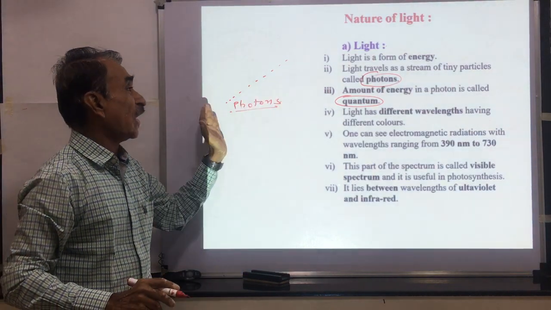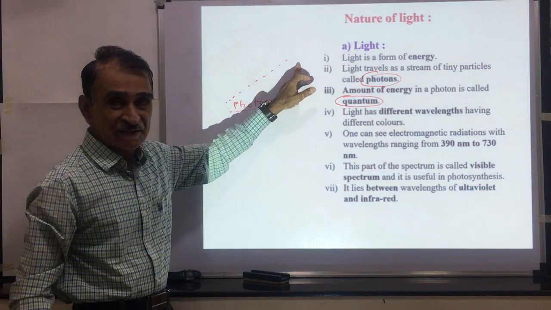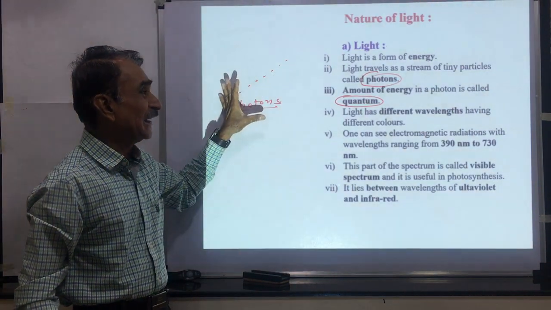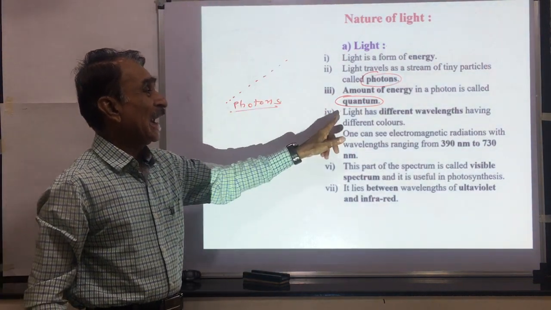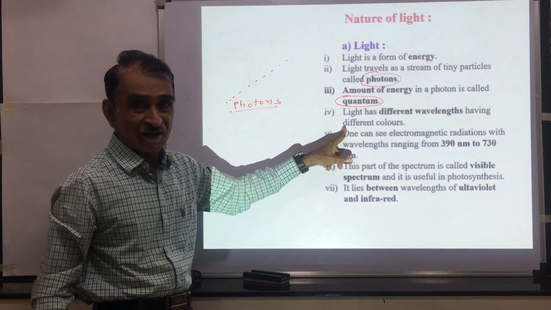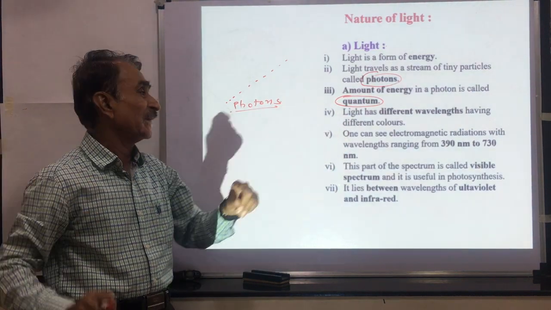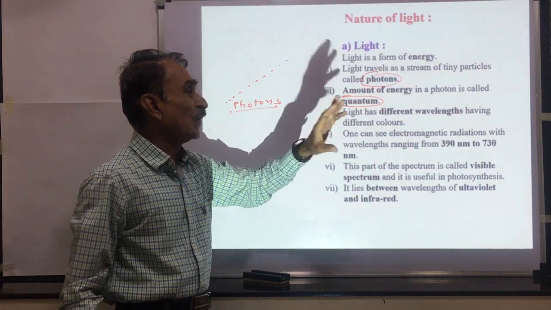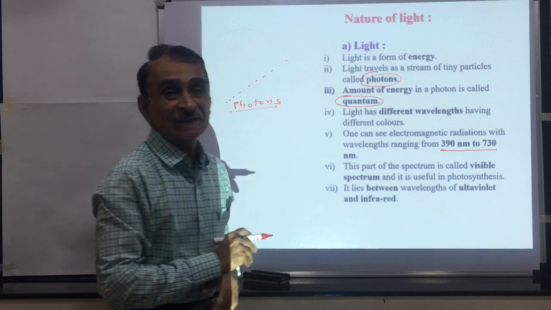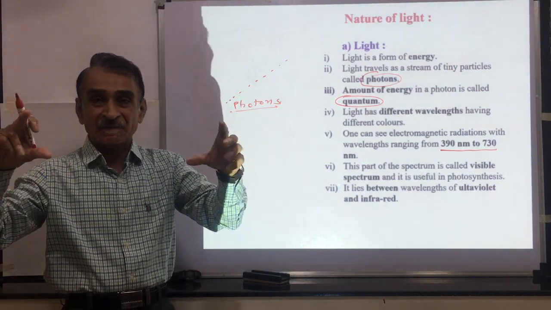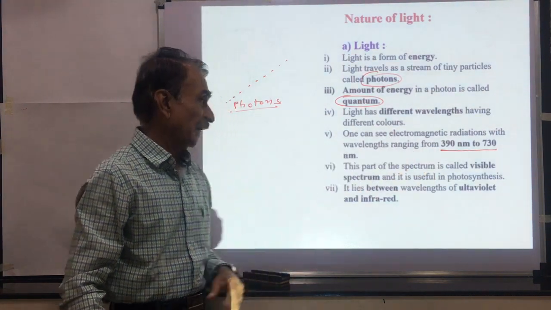Light is a form of energy. Light travels as a stream of tiny particles called photons. The amount of energy present in a photon is called a quantum. Light has different wavelengths with different colors. If you see the light spectrum, you will see different wavelengths and different colors. One can see electromagnetic radiations with wavelengths ranging from 390 to 730 nm, which means the visible spectrum ranges from 390 to 730 nanometers.